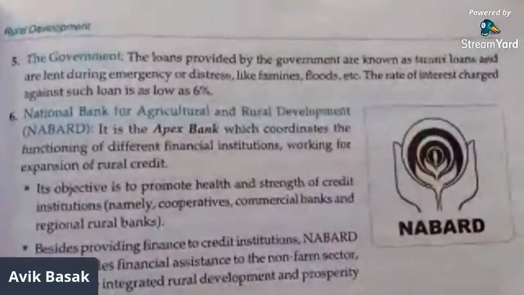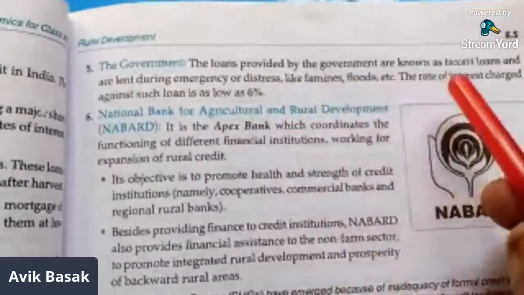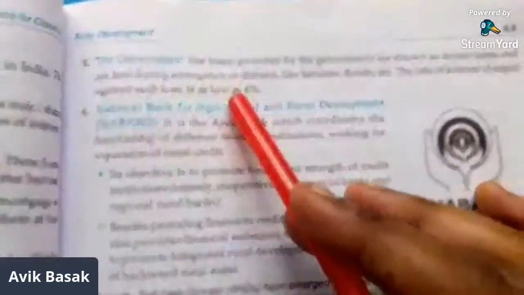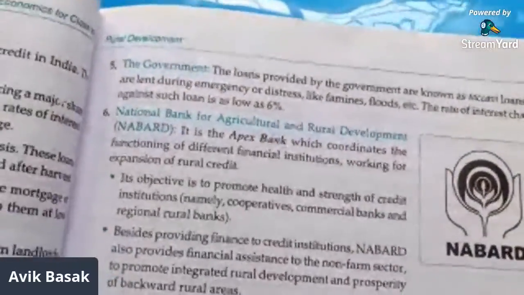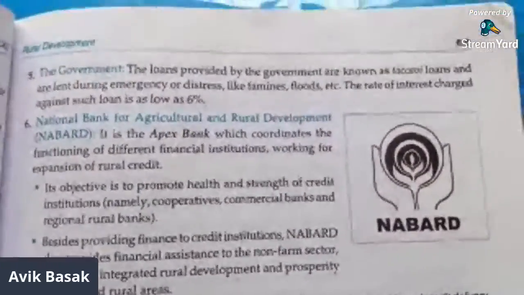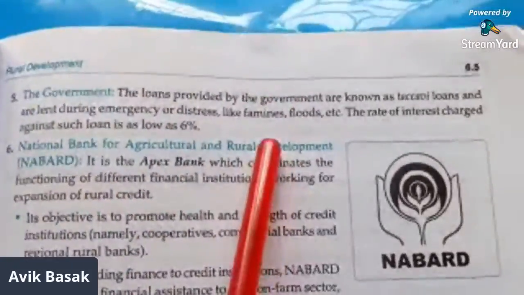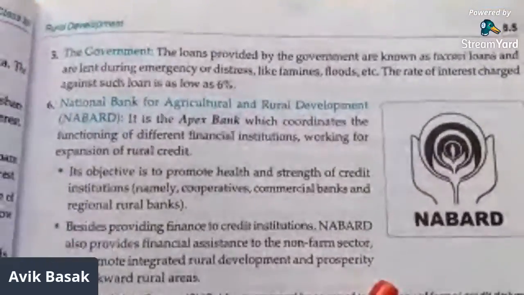And the government also started playing an important role. What role did the government start playing? The government started providing loans, known as Taccavi loans, during emergency or distress like famines, floods, etc. The government does not always provide loans to farmers. The government only provides loans when there is some famine or flood, when some natural calamity has taken place.